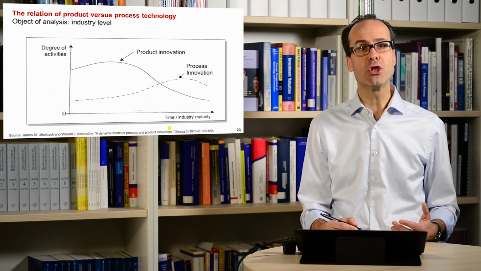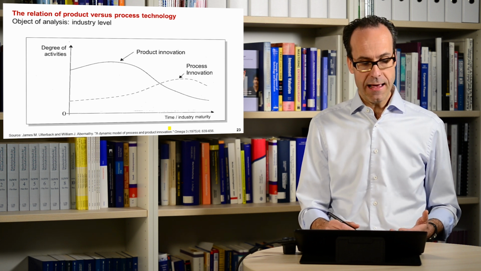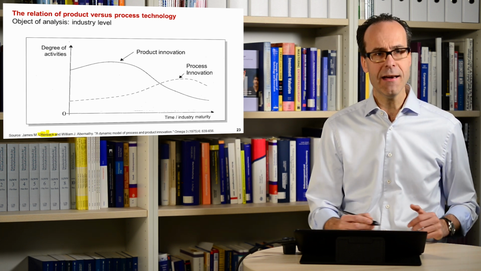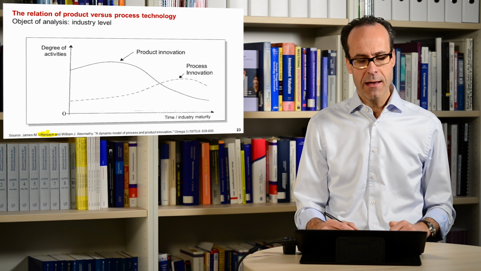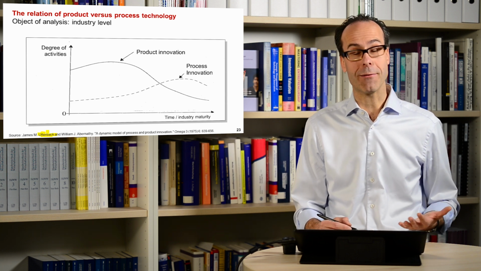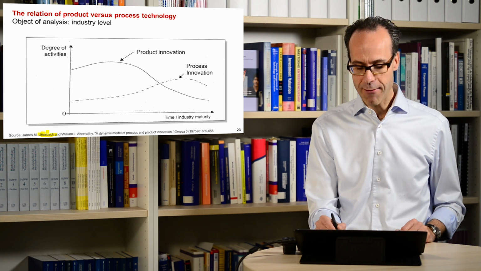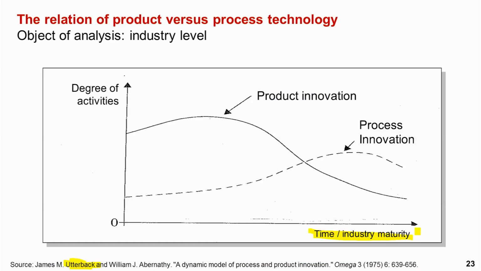There's an important relationship between product and process innovation. And this one was shown by Jim Utterback at MIT, one of the really core scholars of innovation management. And Jim showed many years ago actually, that when we have here the time or the maturity of an industry, and here the overall degree of activities conducted in innovation in an industry, that in most cases it starts with product innovation. So if a new product category comes to the market, the majority of activities really is on innovating and improving the products.